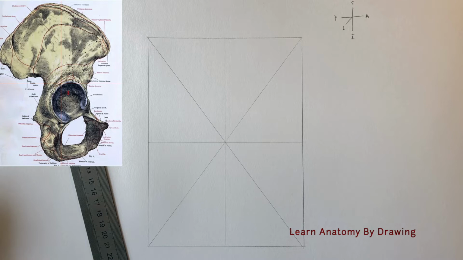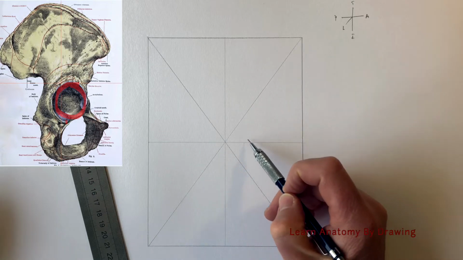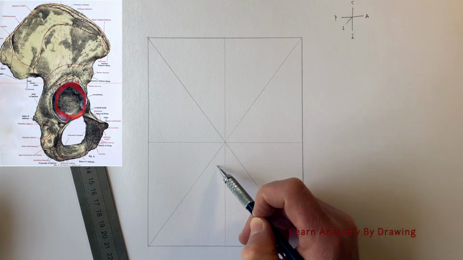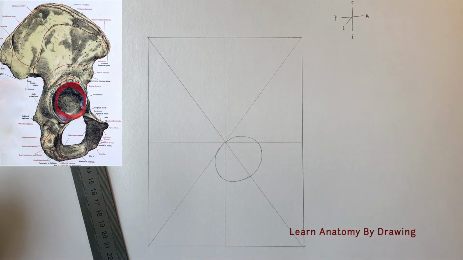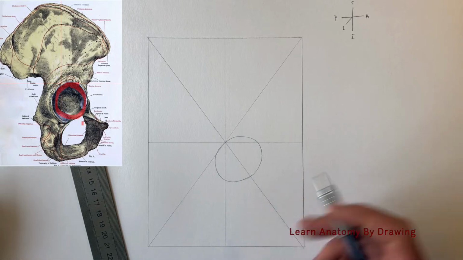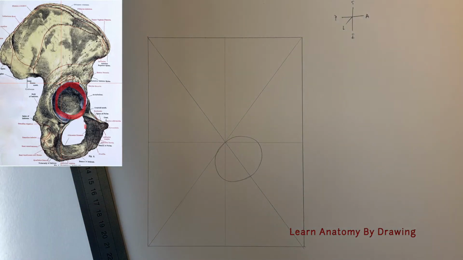Okay, so here's the acetabulum. It's a circle there, and it is just touching the midway point and coming over here. So just draw a circle. I'm ghosting it in there for you. That's the acetabulum there. And then we're going to pop in the obturator foramen, which is just here.